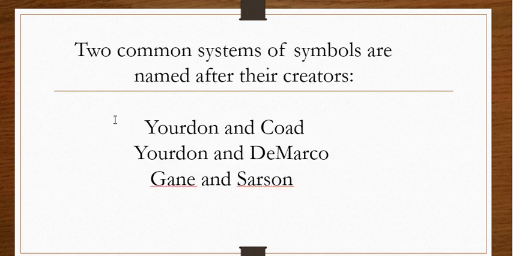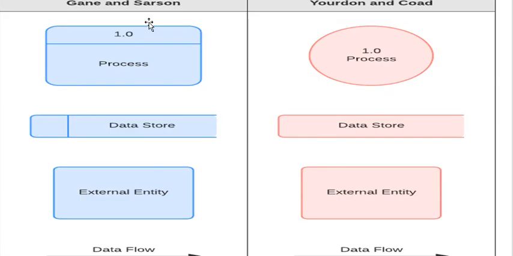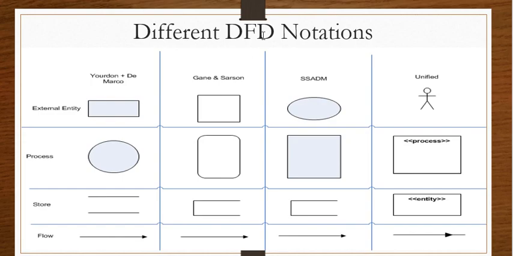Two common systems of symbols are named after their creators. The first one is Yourdon and Coad, Yourdon and DeMarco, and Gane and Sarson. This picture is an example of their works. Gane and Sarson use these symbols and Yourdon and Coad on the other side. These are the different notations, as you can see.